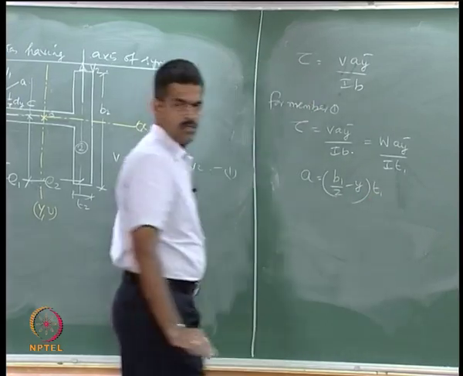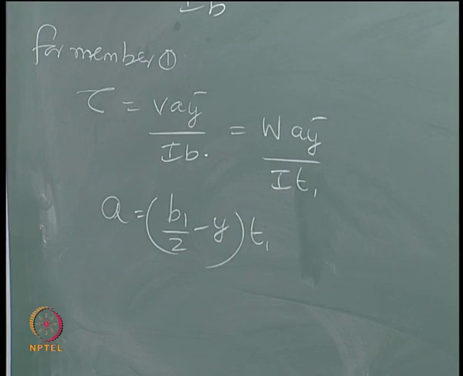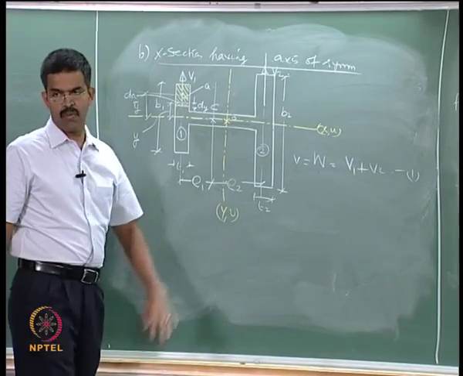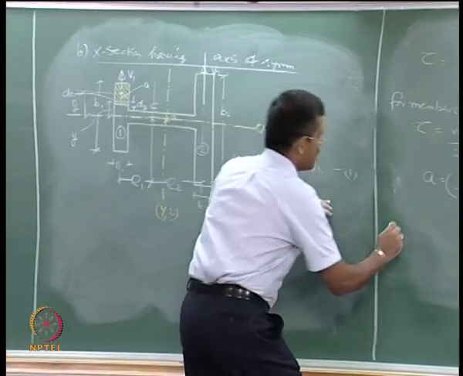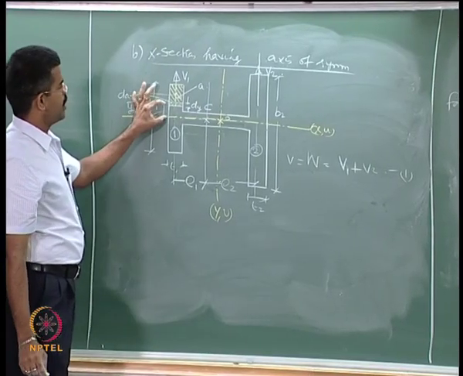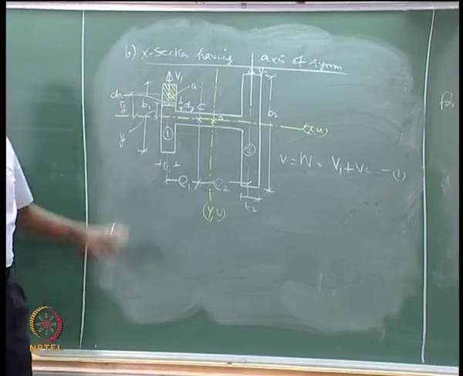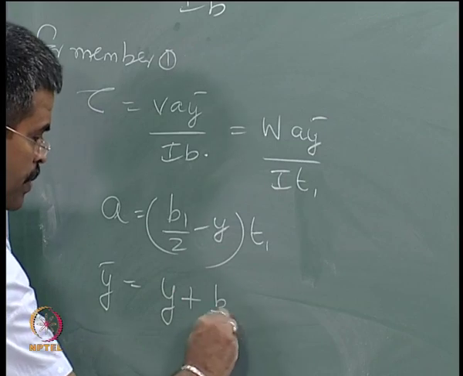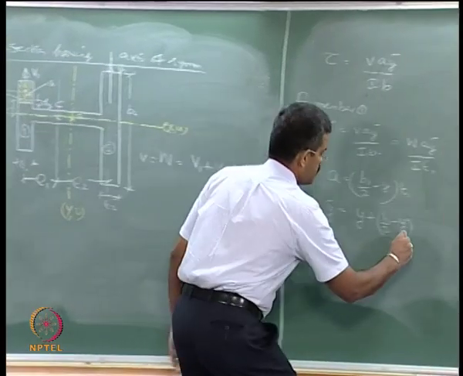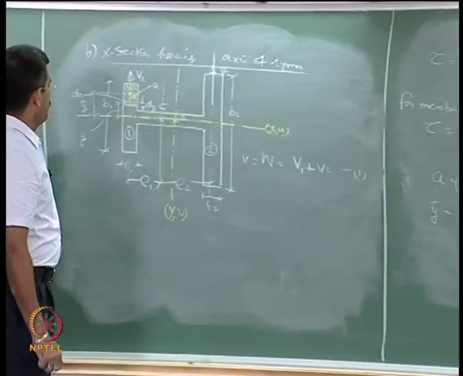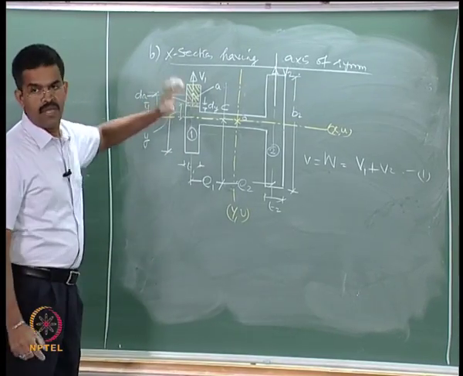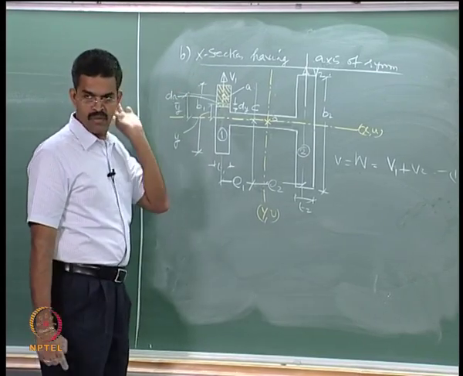Into T1, that is the area, is it not? And of course, y bar is the distance of that from here. This is the axis of symmetry for this problem, is it not? So, y bar can be written as, we already said this is y, okay. So, I can say y plus B1 by 2 minus y of half of that, is it okay? B1 by 2 minus y, eliminating the thickness of this, dy is very, very small, of half of that. That is my distance of the centroid from here, of the shaded area, is it not?